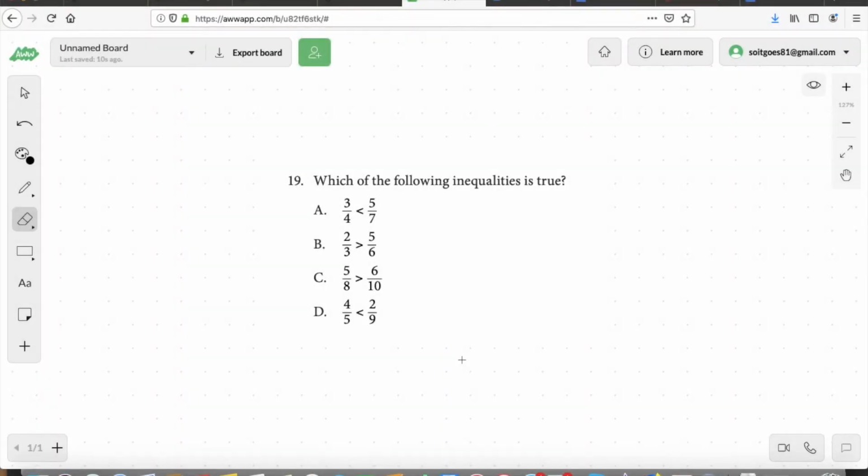So we're dealing with some more fractions here. All right, go ahead and read question number 19 for me, please, Jackson. Which of the following inequalities is true?